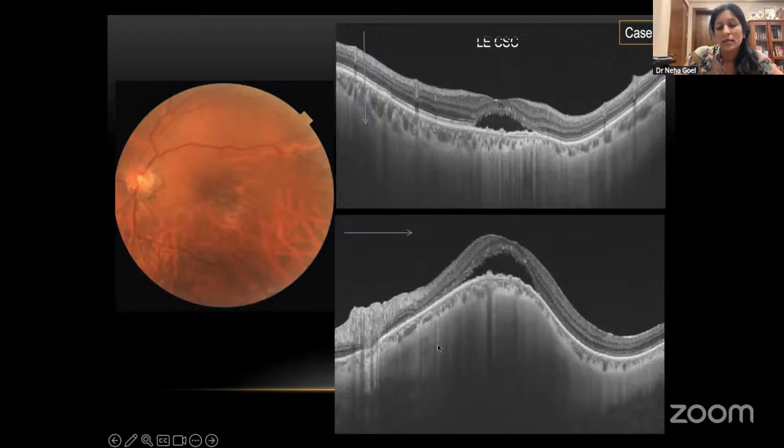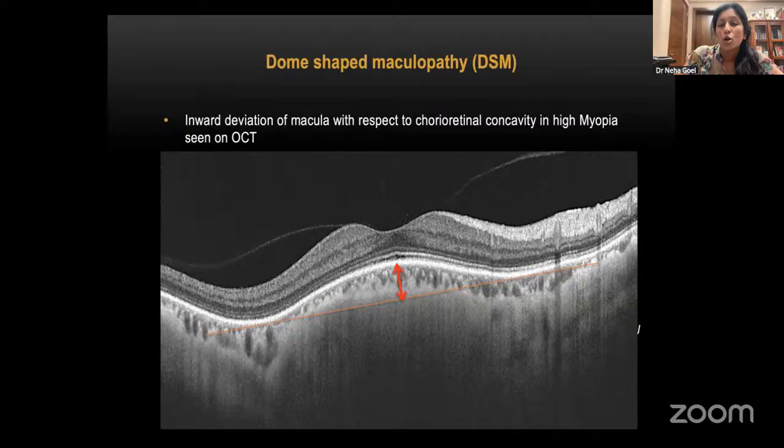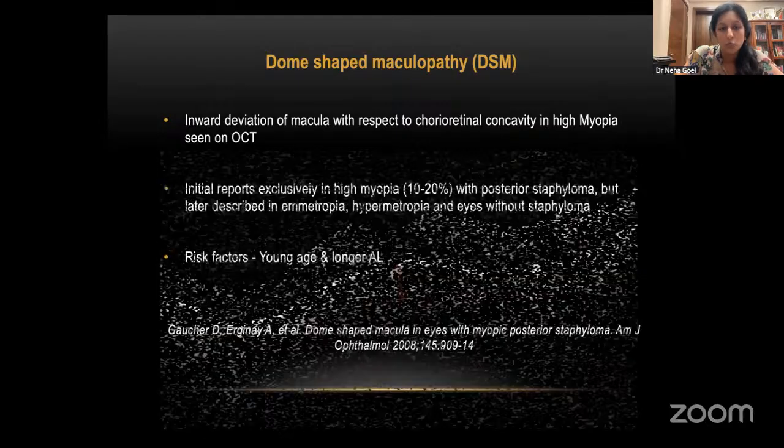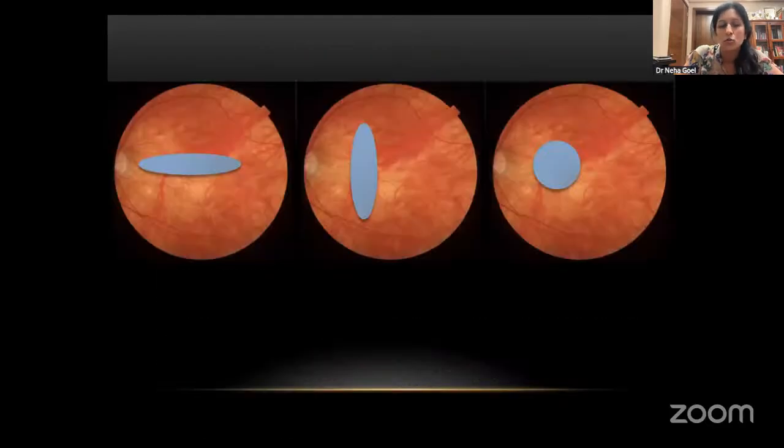This is actually a case of dome-shaped macula with an SRF. Now, dome-shaped maculopathy is another recent term which has been described. Inward deviation of the macula seen mostly in high myopes, but also in emmetropes. Now, the dome can be horizontal, vertical, or round. If it's horizontal, you need a vertical scan to diagnose it, and this is the most common variety.